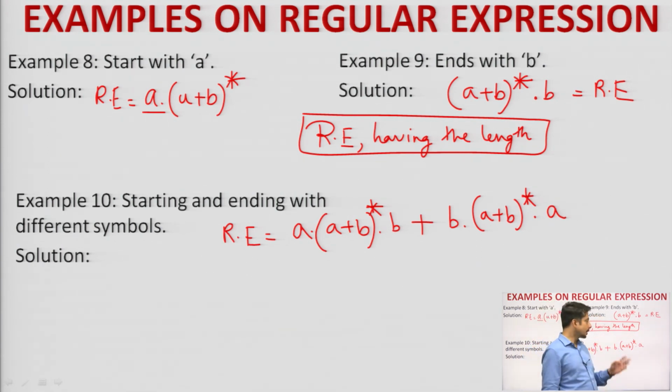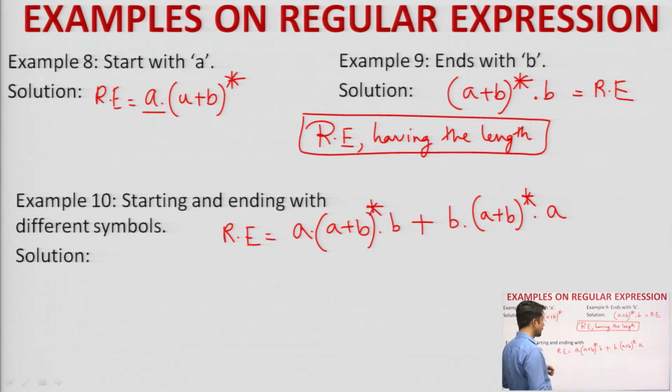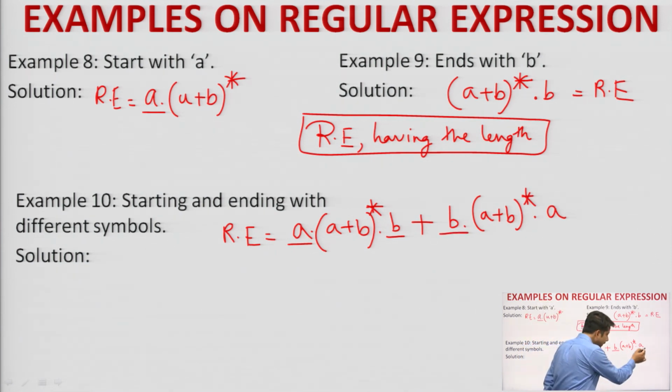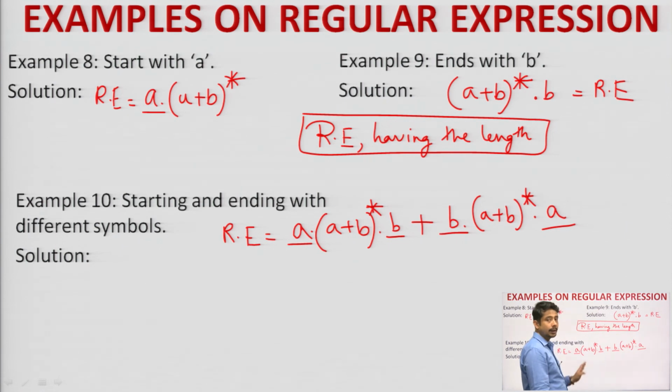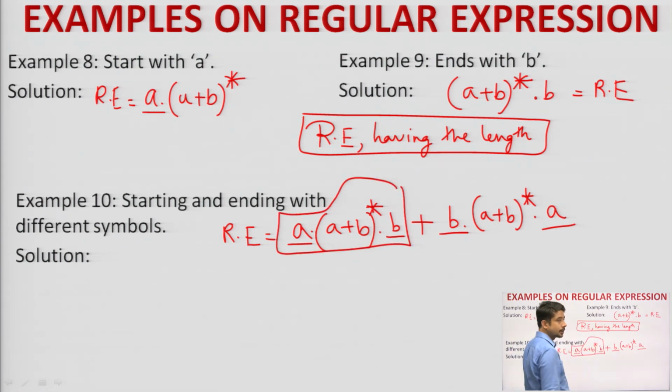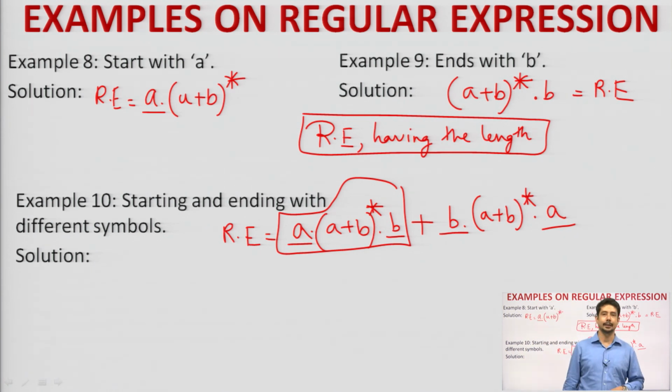Okay. Now, as we can check in example number 10, it says starting and ending with different symbols. If it starts with a, then definitely it should end with b, correct. One more condition can be there: if it starts with b, then it should end with a. That is why I have taken both the conditions. If you take only one condition, then you are partially correct, you are not exactly correct. You have to take both the conditions. That is why I have taken both the conditions and done the union operation over there.